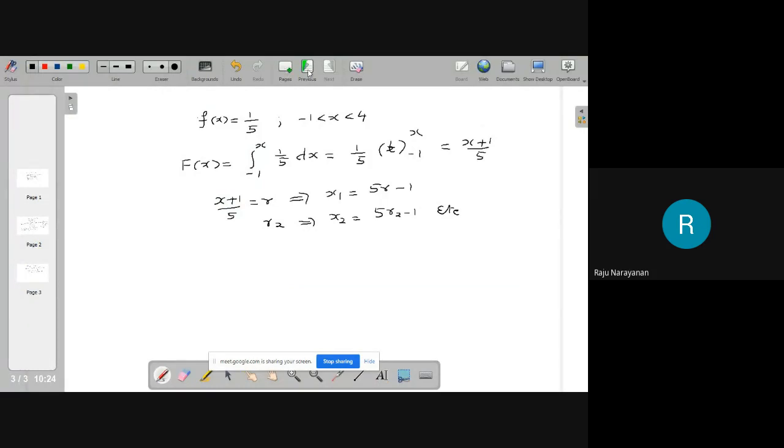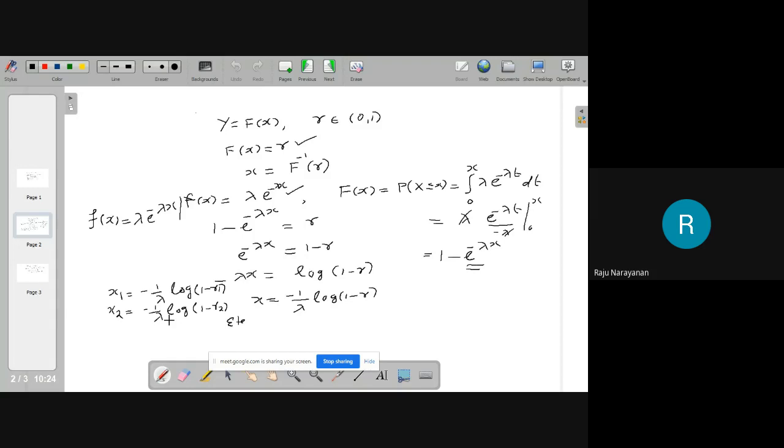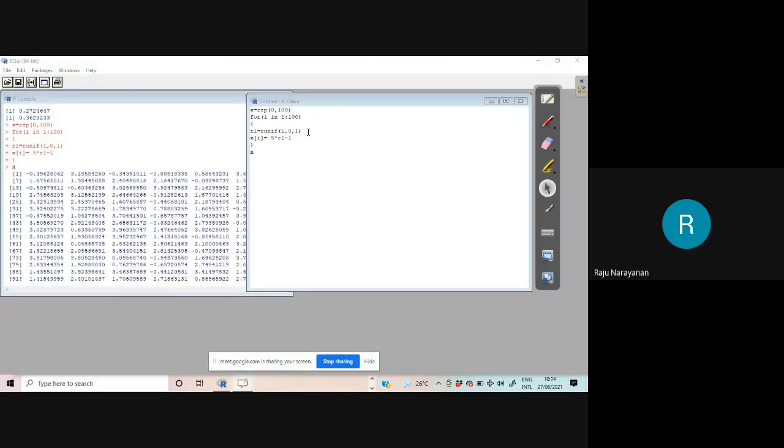Okay? And to generate this one, minus 1 by lambda, logarithm of 1 minus r. Suppose lambda is 3. Therefore, minus 1 by 3, logarithm of 1 minus r. Just write here, xi is equal to minus 1 by 3, let us put that in brackets. Whenever there is confusion, use parenthesis. That is my policy. 1 minus r1.